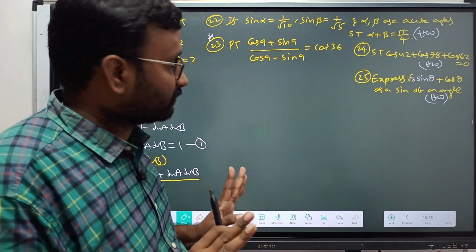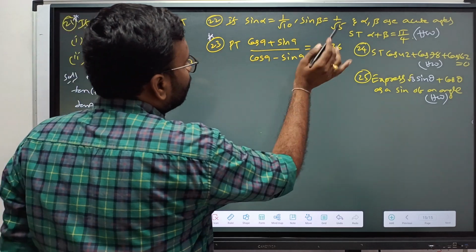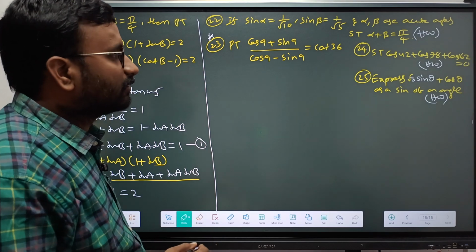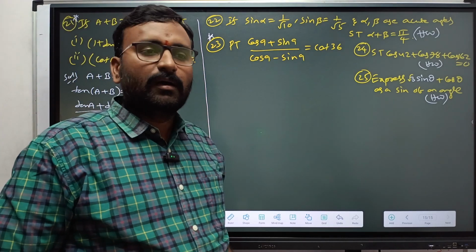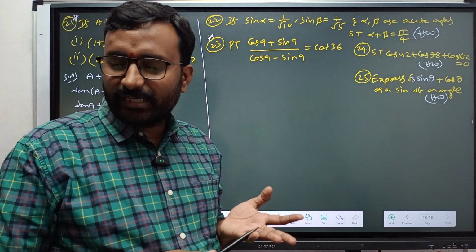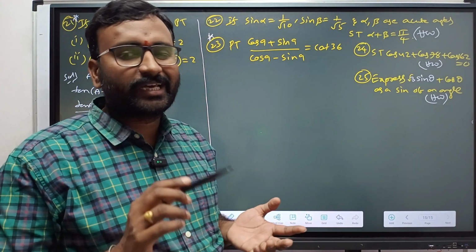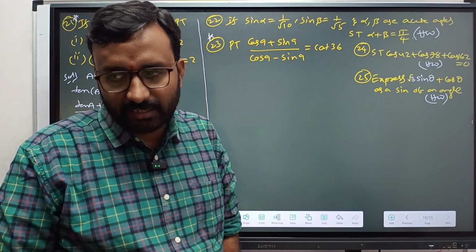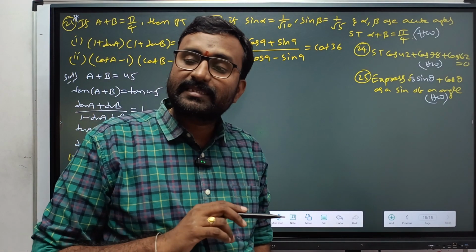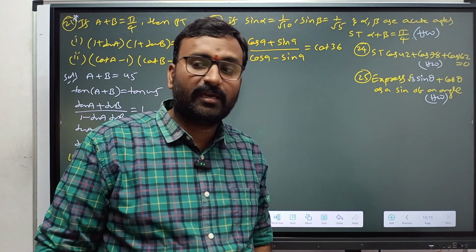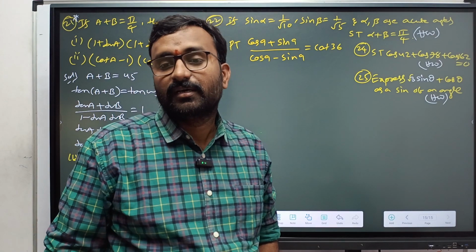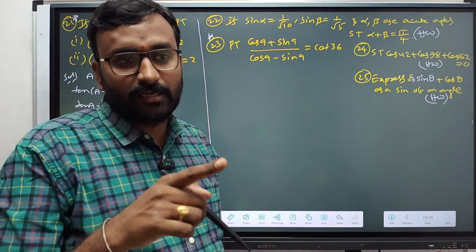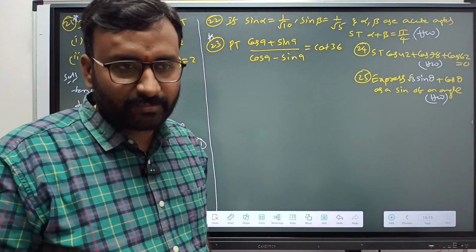Okay, any doubt you can ask me. Next, prove that this is equal to cot 36. I already gave you this in derivations. 1 plus tan theta by 1 minus tan theta is always equal to tan of 45 plus theta. That can be written as cos A plus sin A by cos A minus sin A. I think I gave this in the formulas paper also. There also you have this formula.